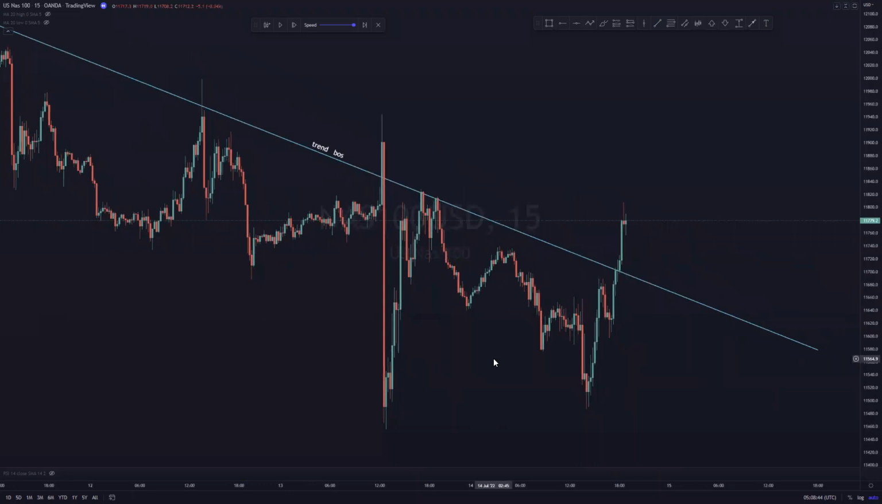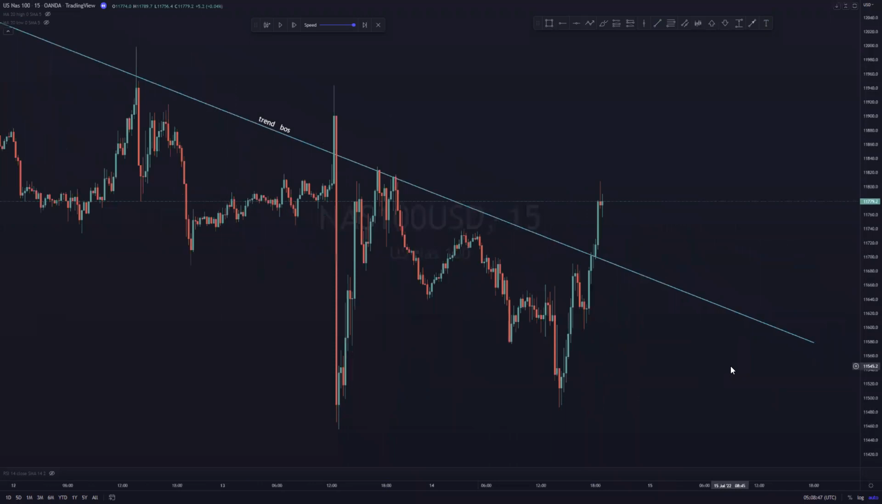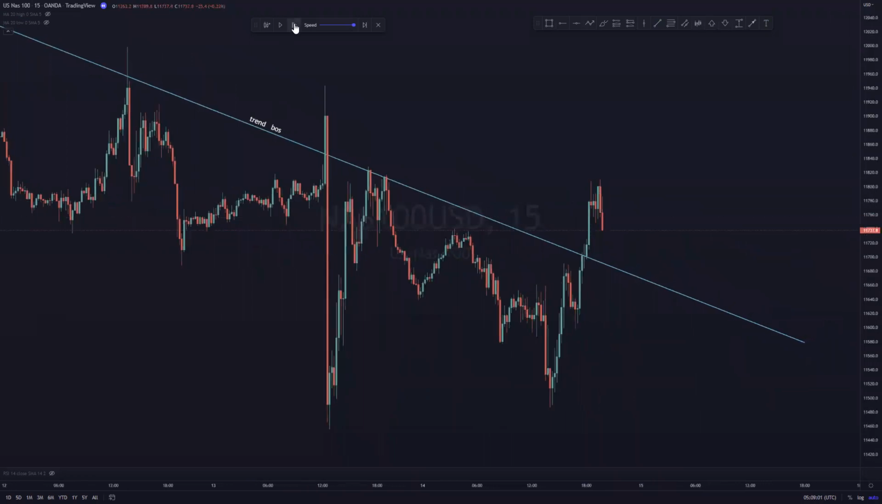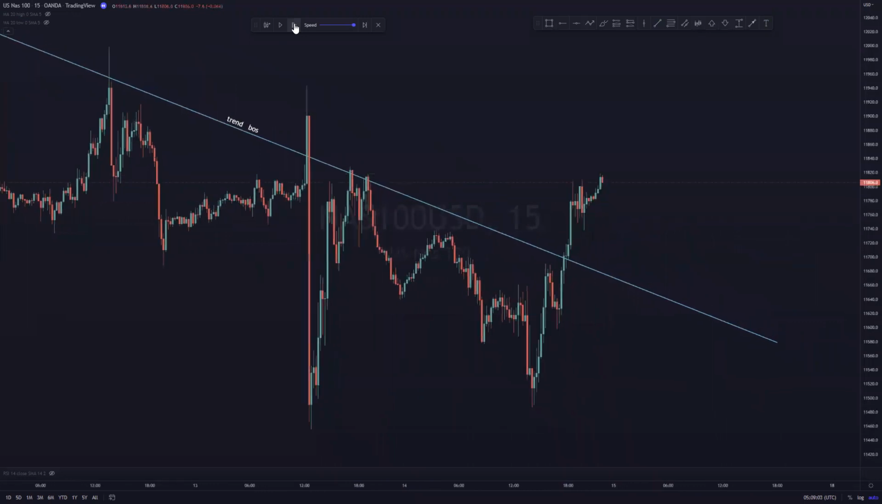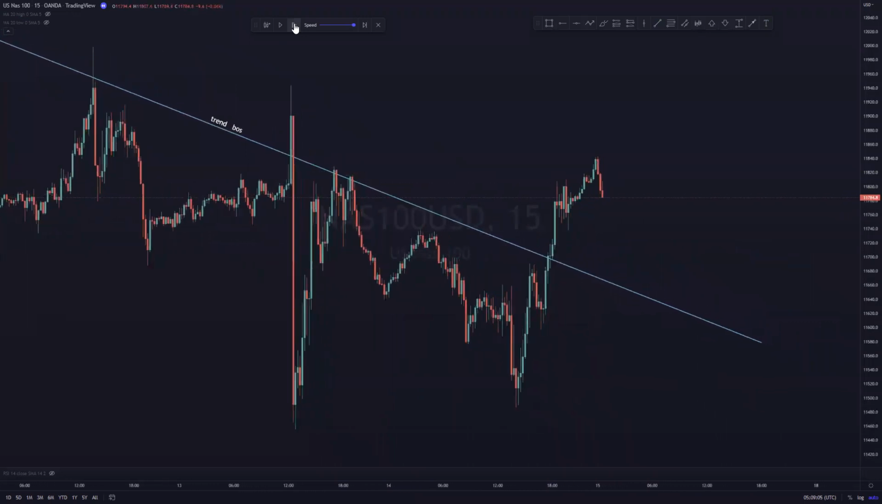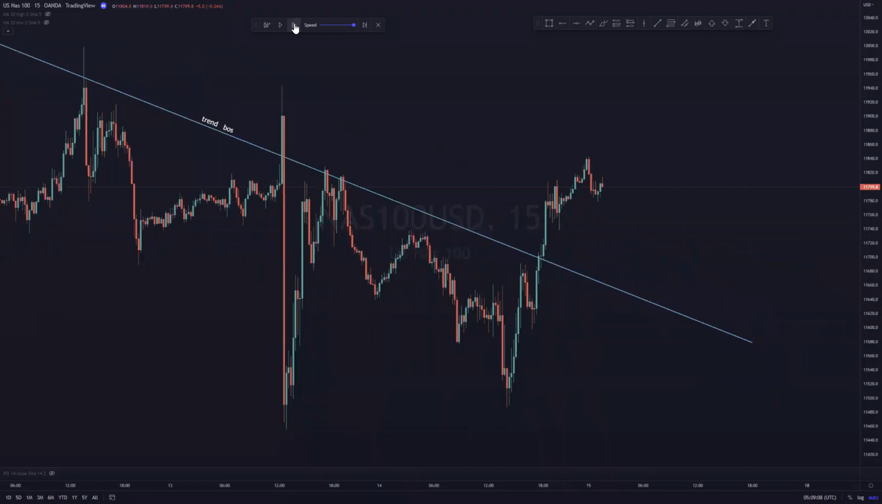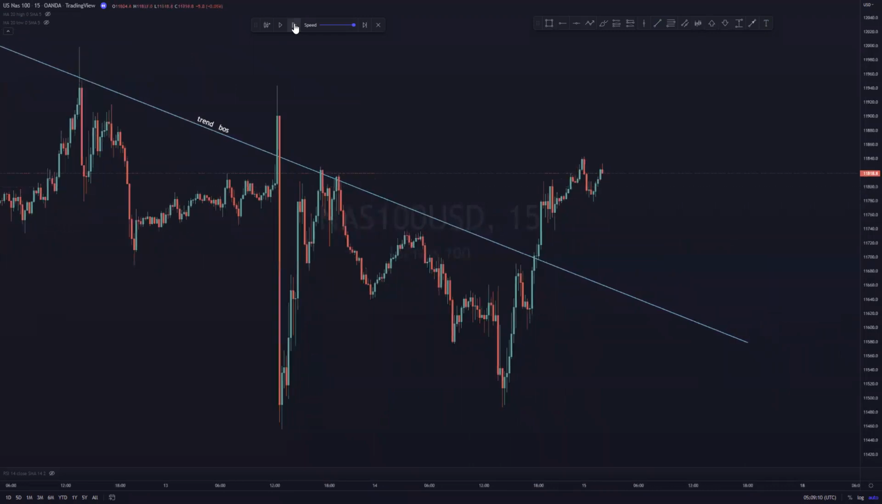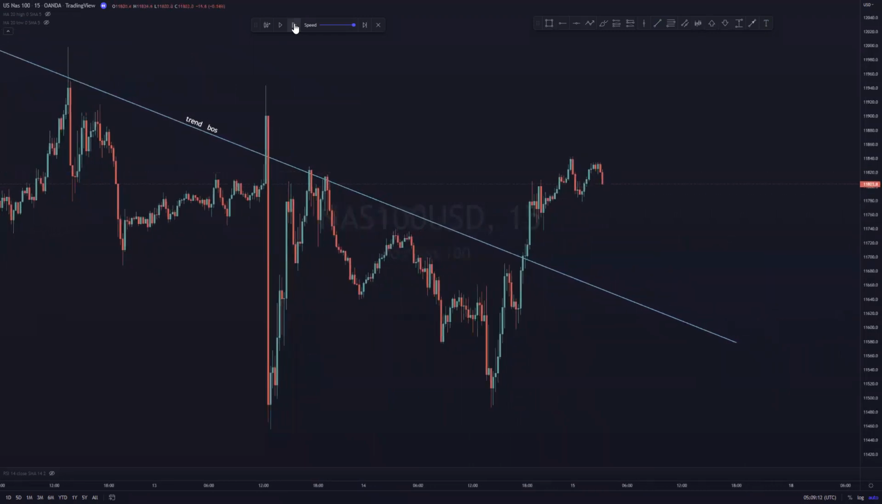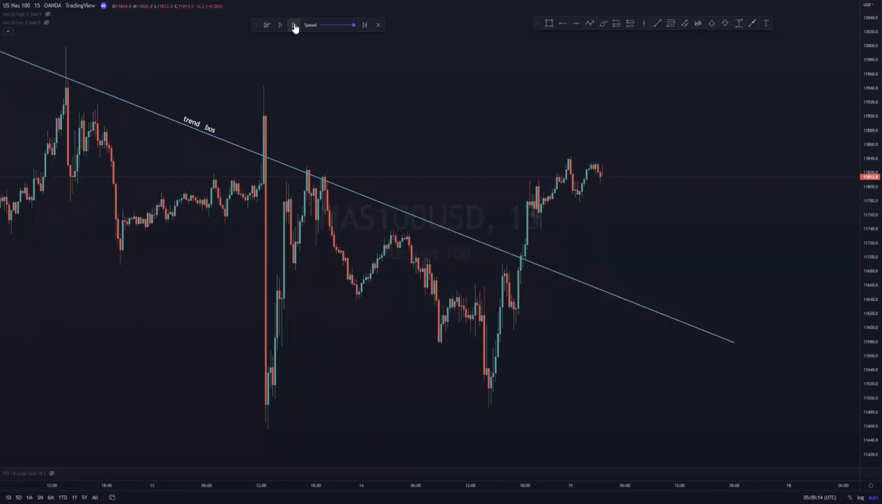What we are expecting on this small time frame is for the chart to do a retest. Then we can be good to buy. Let's see if we got a retest. Let's see if we are going to get a retest.